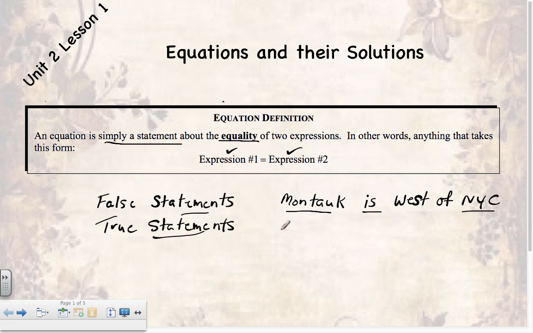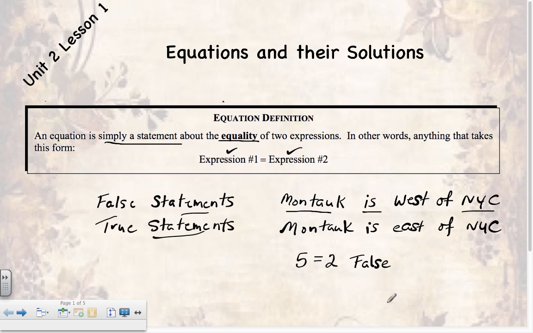We're always used to hearing true statements in math. We would be used to Montauk is east of New York City. And it's the same thing in math. We have false statements and we have true statements. So in other words, we can write 5 equals 2. But our minds would tell us that this is a false statement. We're looking in math for something that's true.